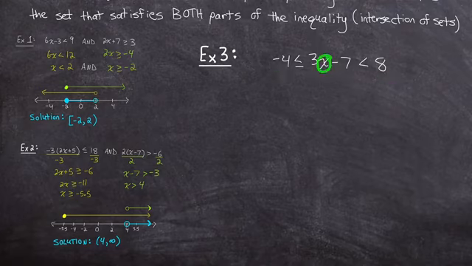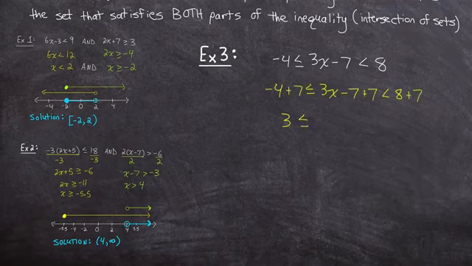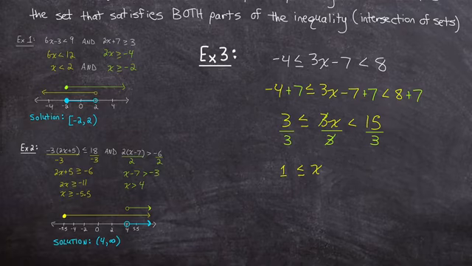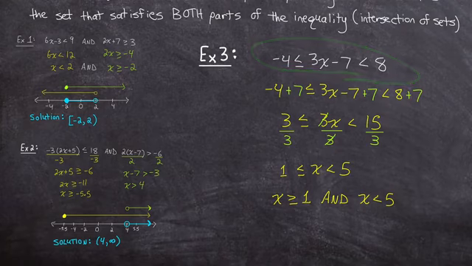So to isolate this x in the middle, I could start by adding 7 to all three sections. And then simplifying, I have 3 is less than or equal to 3x is less than 15. And to isolate this x, I'll now divide all three sections by 3, leaving me with 1 is less than or equal to x is less than 5. So this statement reads that x is greater than or equal to 1 and x is less than 5. So my final answer to this original double inequality are the x values that are greater than or equal to 1 and less than 5.